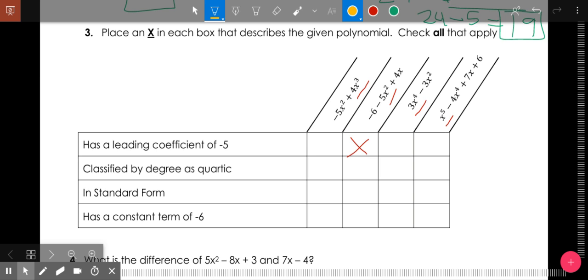Next, classify the degree as quartic. So that means your largest exponent in the entire polynomial is 4. So I'm going to circle my largest exponent in each one. So 2 is my largest in that one, 2 is my largest in that one, your 3 and then 2. 4 is my largest in this one, and 5 is my largest in this one. So the only one with the largest exponent of 4 is the third one.